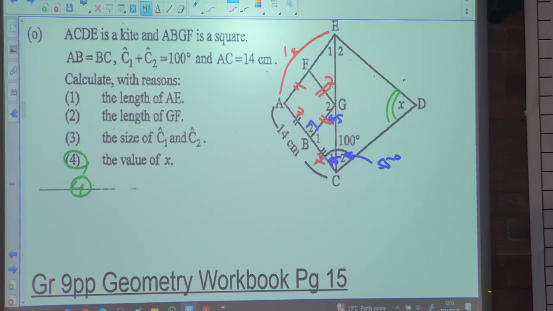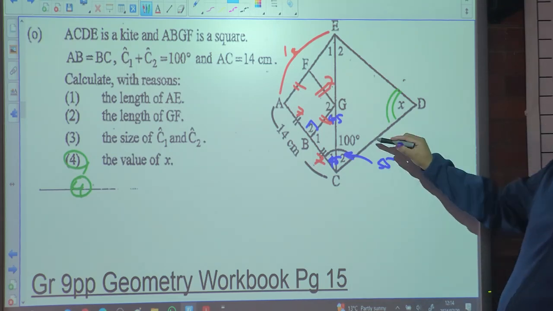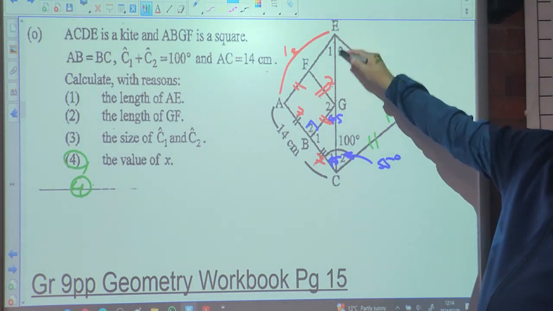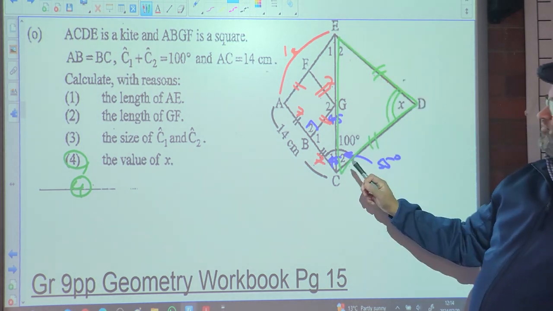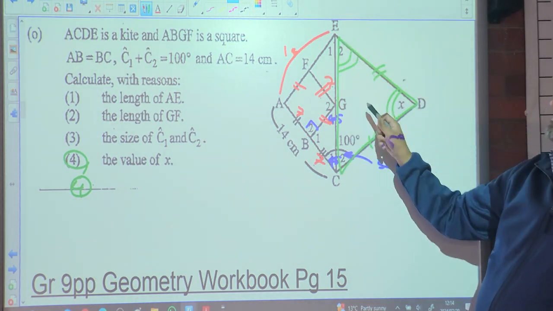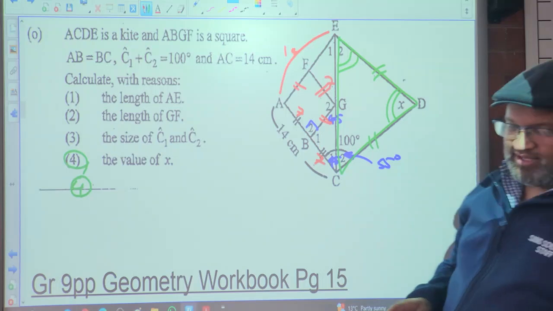Sum of triangles. Nice. The balance is sum of triangles. Well done. Those lengths are equal, sum of triangles, because I have C2, E2 is the same, of angles opposite equal sides.